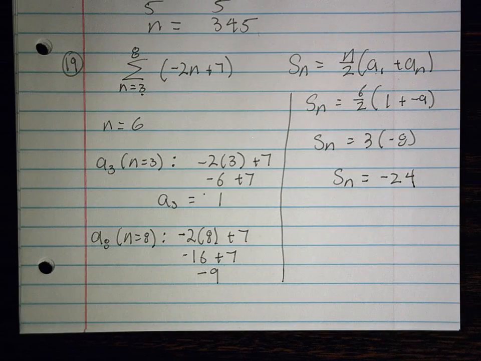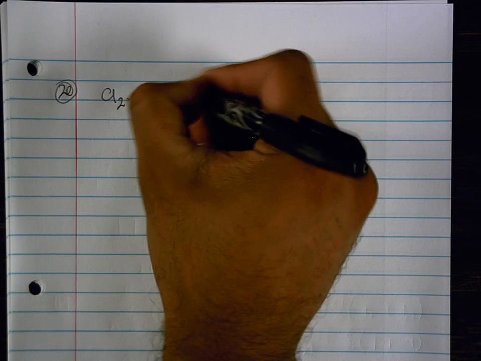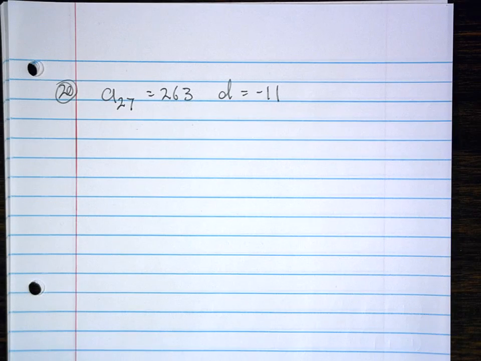On to number 20. Okay. Number 20 says a sub 27 equals 263, d equals negative 11. What is the rule for the nth term?